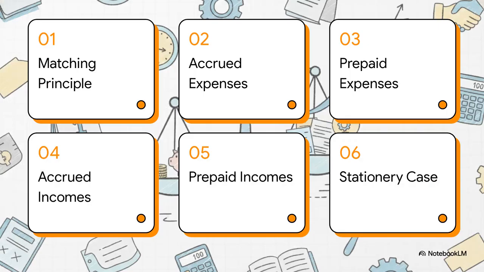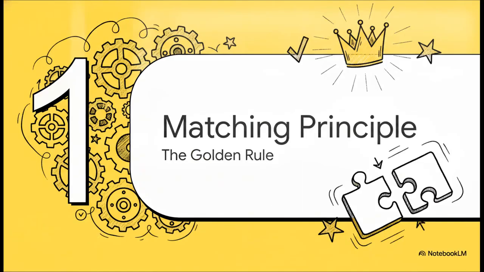All right, so here is our roadmap for this explainer. To find a business's true profit, we've got to conquer the 4 main quadrants of year-end adjustments, plus a really cool special case. We'll start with our foundational rule, the matching principle. Then, we'll tackle accrued expenses and prepaid expenses, followed by their mirror images, accrued incomes and prepaid incomes. And finally, we'll wrap up with the stationary special case. Let's kick things off with Section 1, the matching principle.